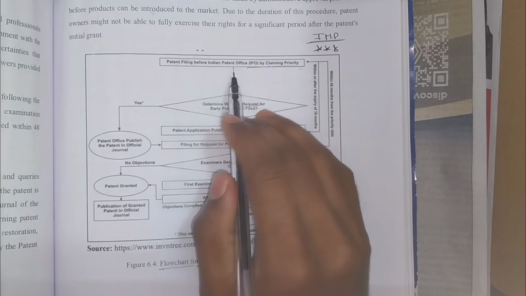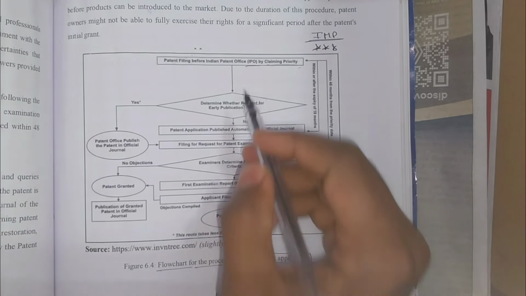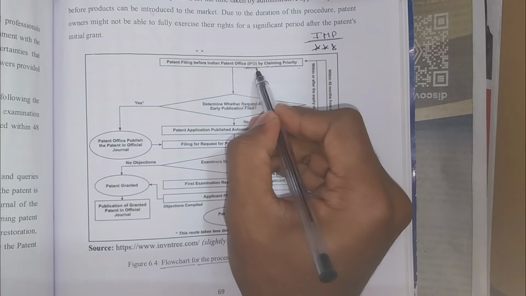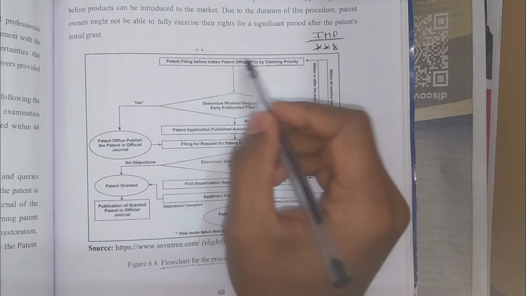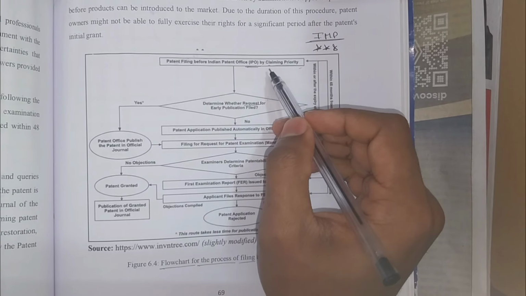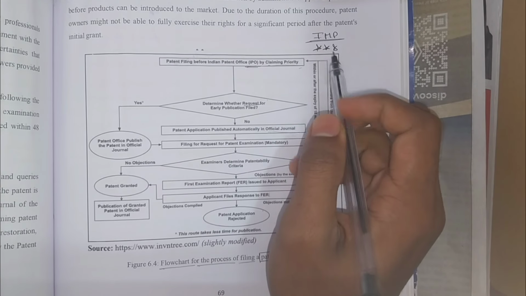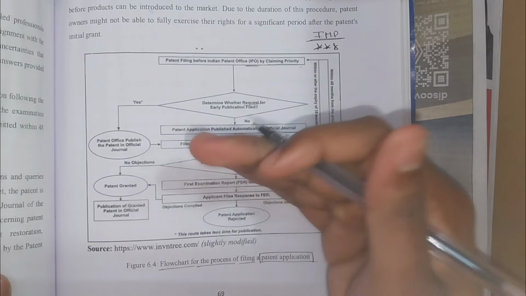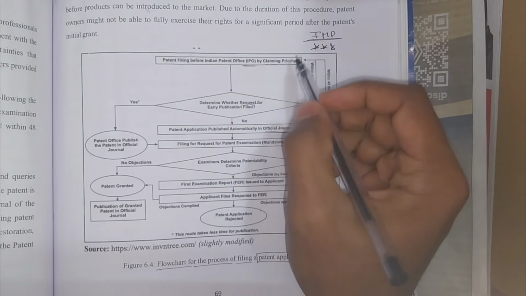First, if you want to apply for a patent, you must ensure whether the IPO, the Indian Patent Office, claimed a priority or not, before filing the patent. In which website, on which platform you are filing the patent, first confirm that.